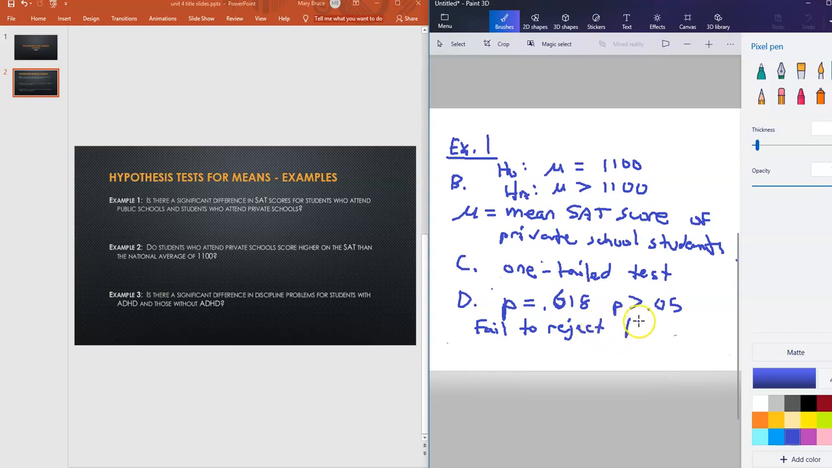And your conclusion in context would be that you do not have enough evidence to say that the mean private school SAT scores are higher than the national average. You do not have sufficient evidence. When you fail to reject the null, you do not have sufficient evidence. When you reject the null, you do have sufficient evidence. So that's how you would write out your conclusion.